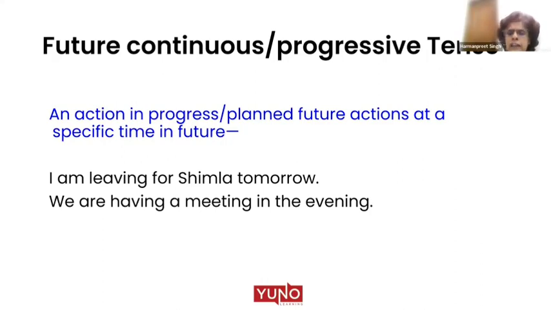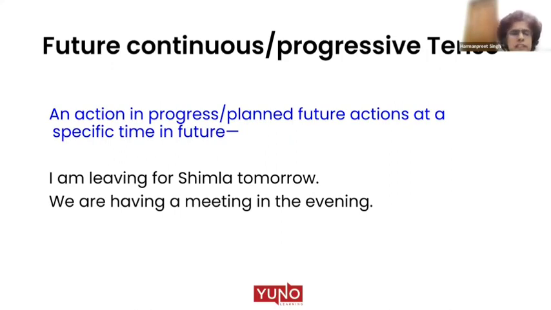So where do we use future continuous or future progressive? It is used for an action which will be done at some point of time in the future, right? It is an action which will be done at a particular point of time in the future. What is the important part here? At a particular point of time. And we'll do some more exercises to elaborate this point.